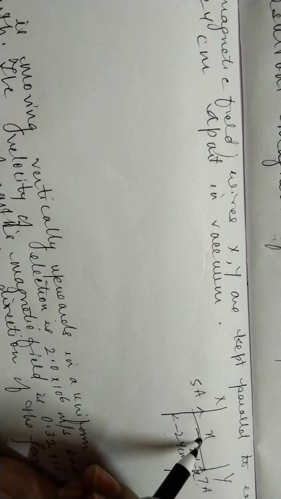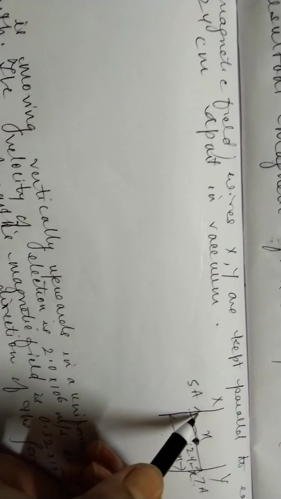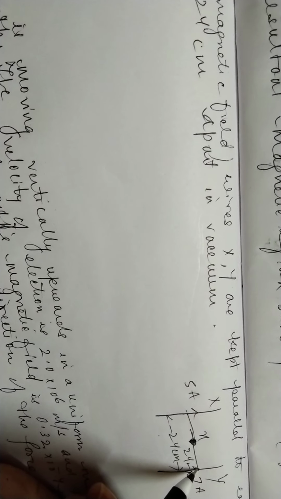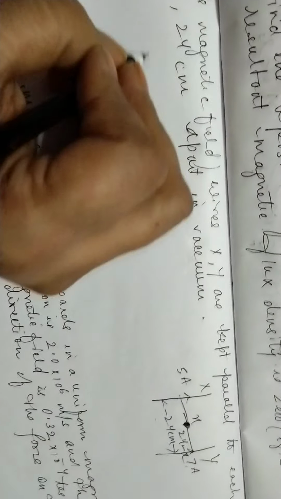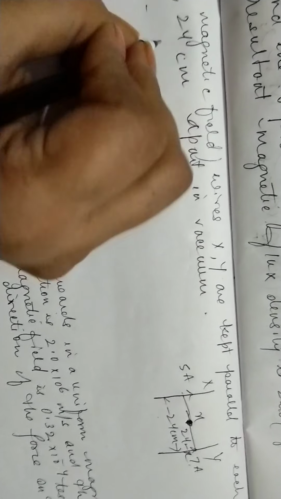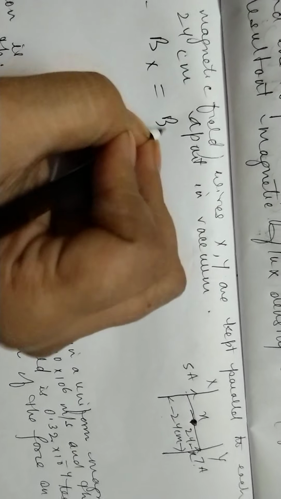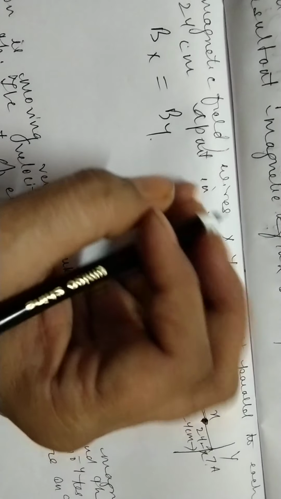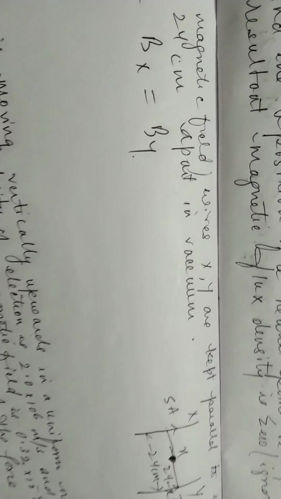Since the magnetic field here is 0, the magnetic field of this and this should be equal to the magnetic field of this. So what we really infer is that the magnetic field of x should be equal to the magnetic field of y. That is the condition we will be working on.